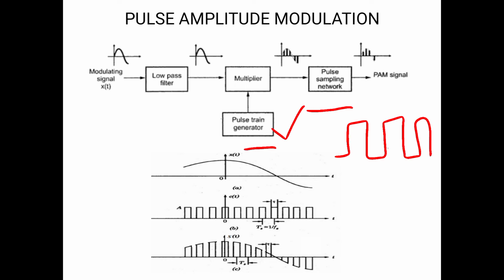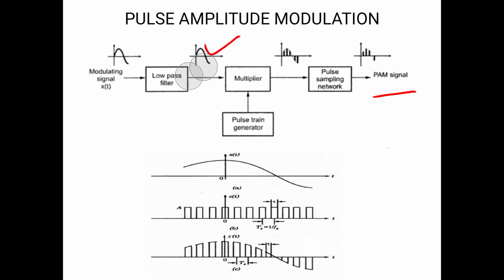If we multiply the input message signal and the pulse train, we get the PAM modulated wave. In order to get the flat tops for the PAM modulated wave, we use the pulse sampling network. This pulse sampling network is used to give the flat tops. Then we get the PAM signal.